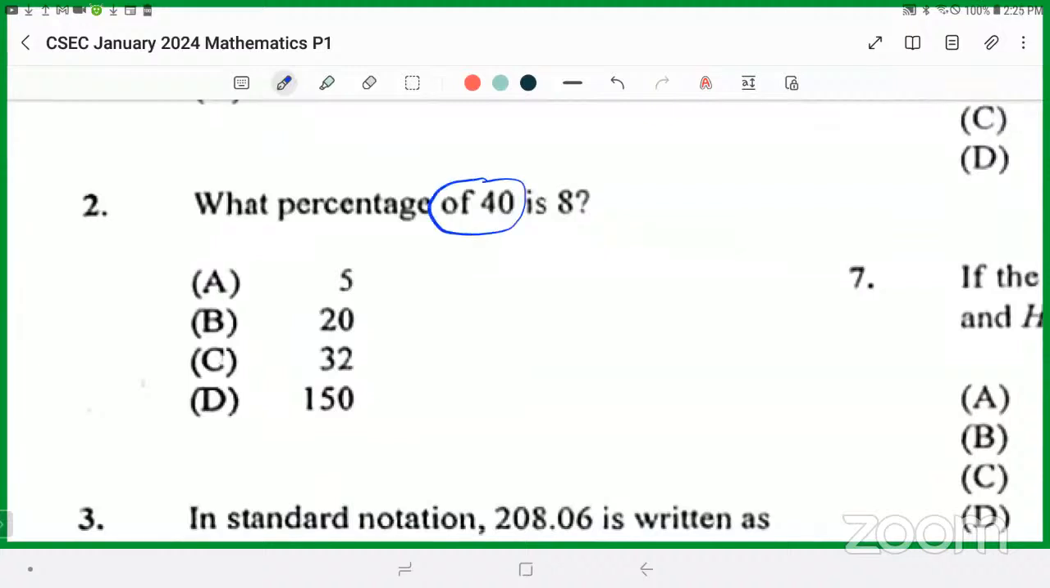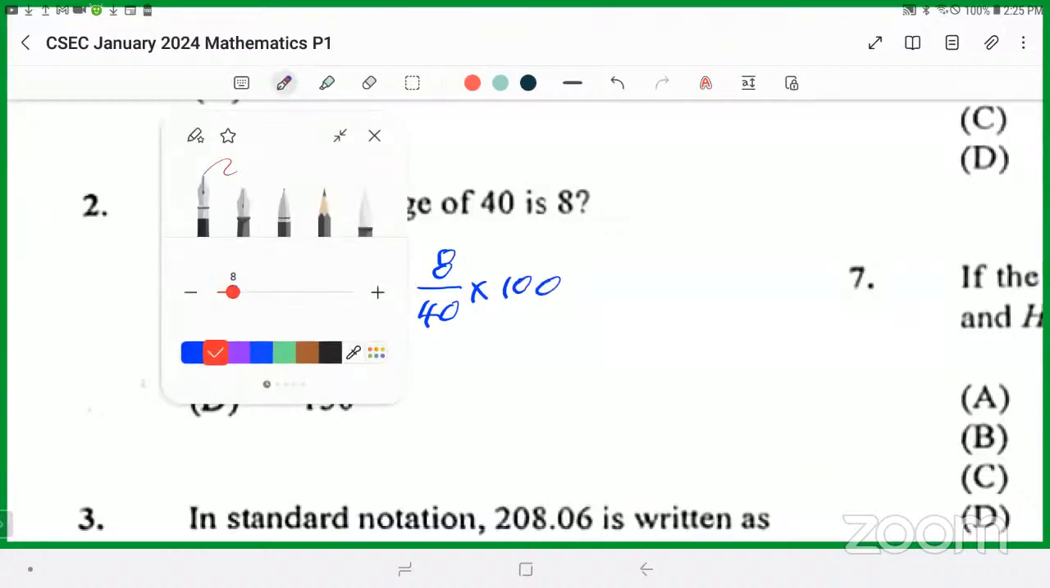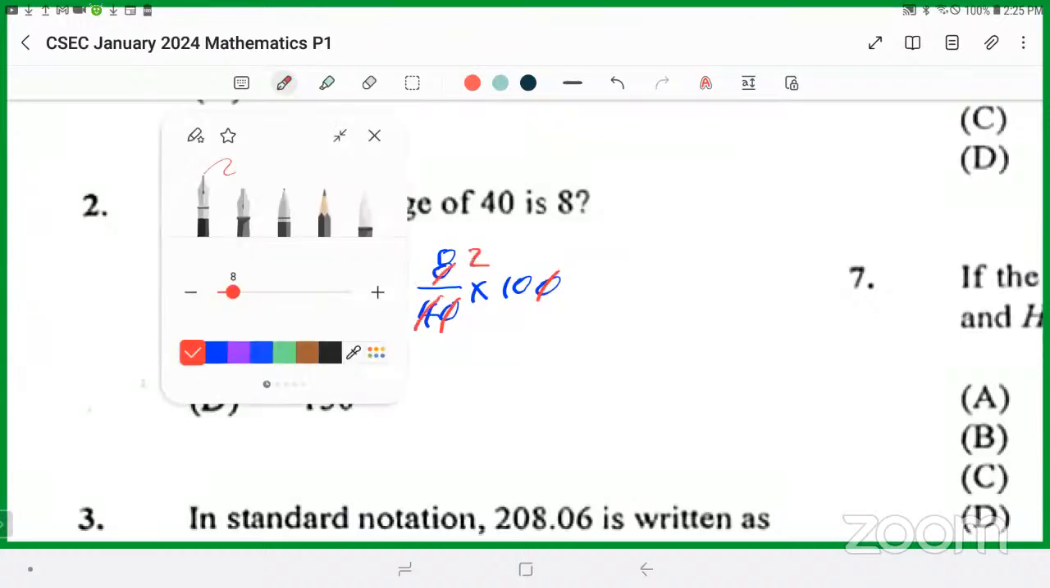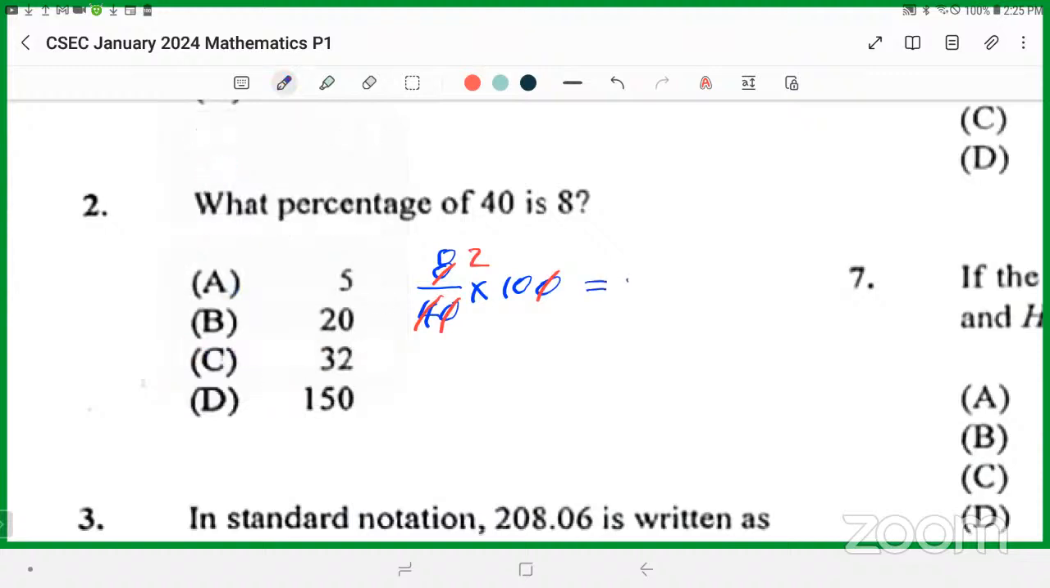Number 2, what percentage of 40 is 8? So you're going to divide by what comes after the "of". So it's 8 out of 40. You want to know what that is as a percent. Multiply that by 100. Basically just cancel this down your normal way, because you can use a calculator. Cancel a 0, and then 4 into this goes 2 times. And then 2 times 10 is 20. So the answer is 20%.